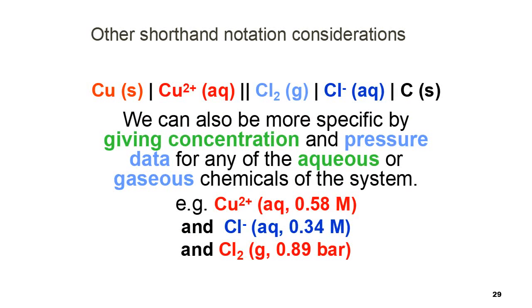Also, we can be more specific by giving concentration and pressure data for any of the aqueous or gaseous chemicals of the system as shown here.